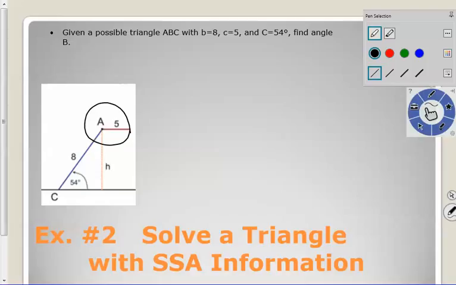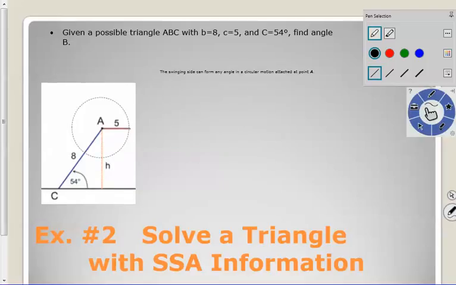If we're using right triangle trig, we can say that the sine of 54 is equal to h over 8, and then h is 8 times the sine of 54 degrees. So h is approximately 6.5. Well, that height is bigger than the length of side C, so there is no way possible you can have a triangle. All right, well, I already got that. So how does this come into play?